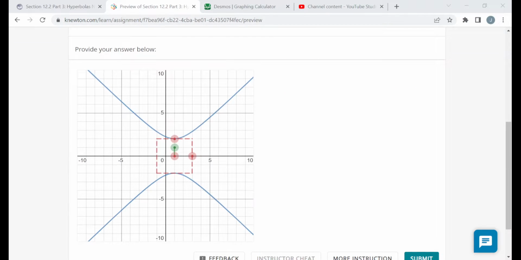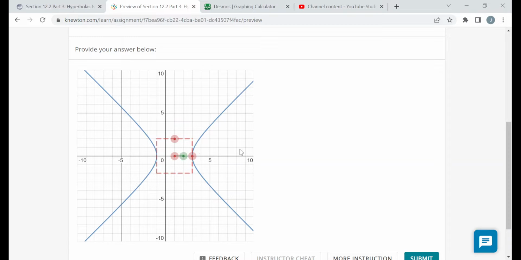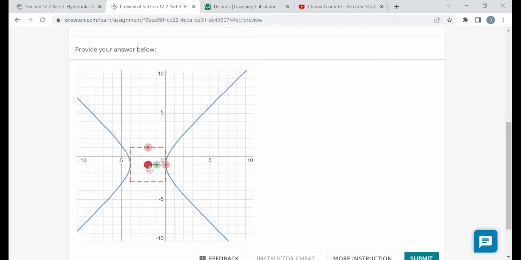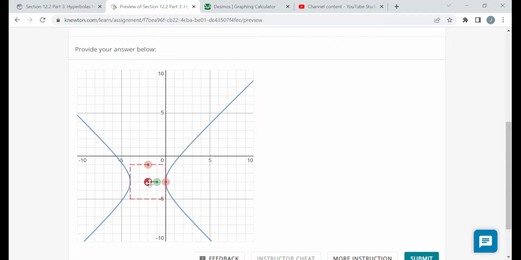Alright, so again, the curves are opening left and right, not up and down, so I need to change the orientation like that with the green point. Then the center is at -2, -3. So I'm going to move the center over to -2, -3, just make sure it's actually at the right spot. Great. The one vertex to the right was 4 units to the right.